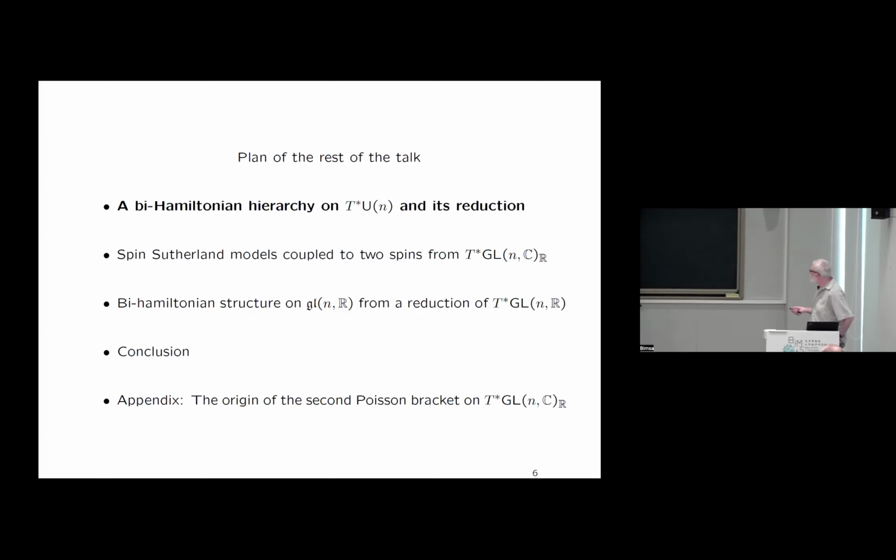And then, if I have even more time, I will consider the cotangent bundle of GL(N,R) and get some Bi-Hamiltonian structure on this associative algebra, which has to do with the open Toda lattice and also with the so-called full symmetric Toda lattice. Okay. And probably I won't be able to explain some technical details. I have an appendix about technical details.